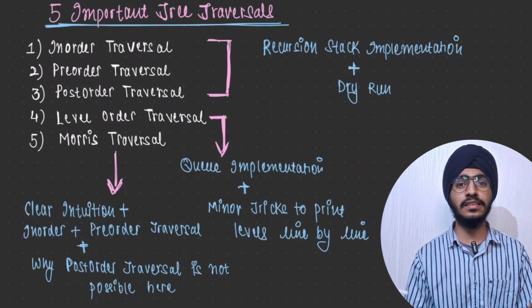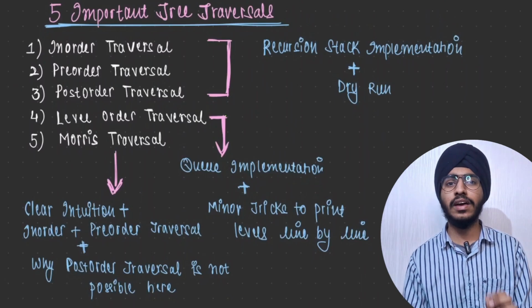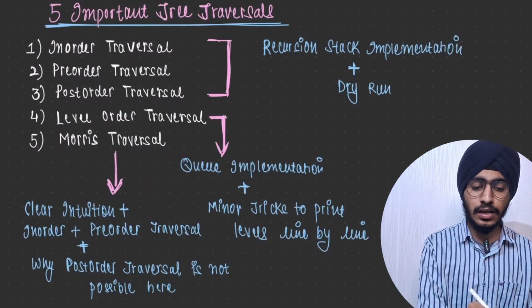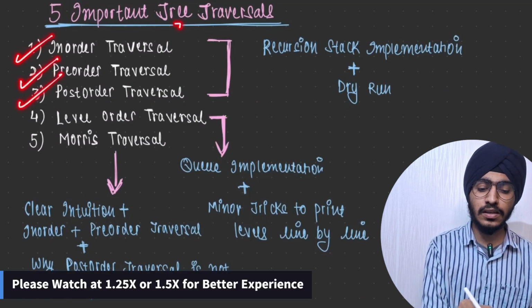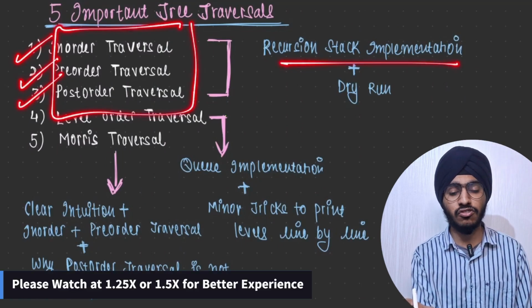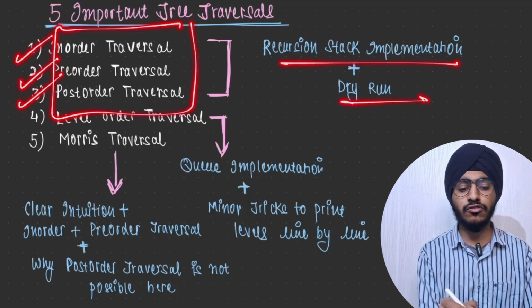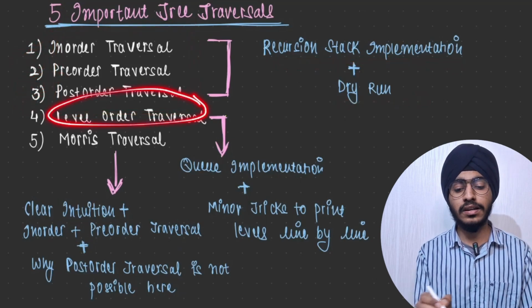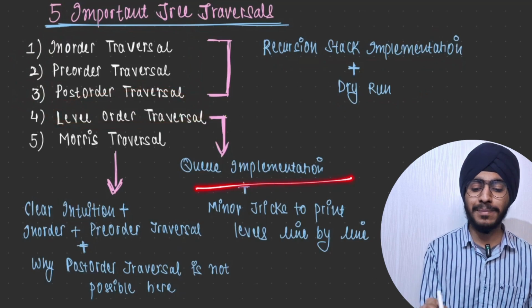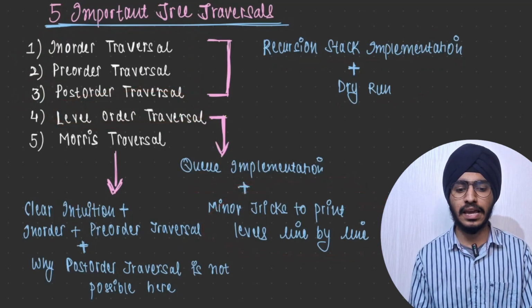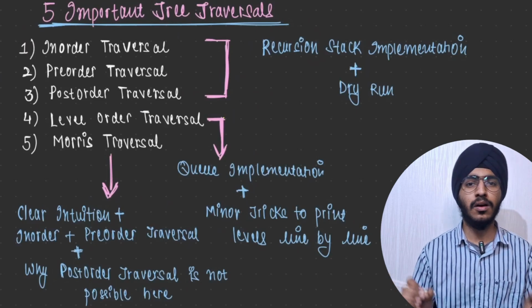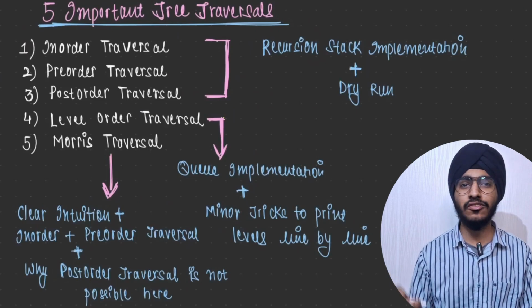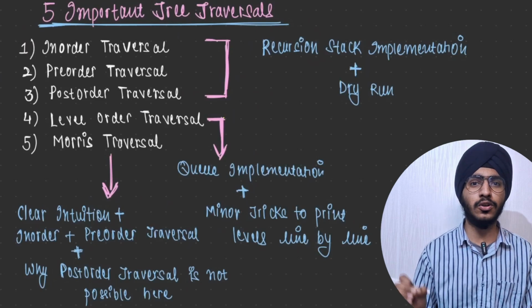In this video we are going to cover 5 essential tree traversals: InOrder Traversal, PreOrder Traversal, PostOrder Traversal. For these 3 we will discuss the recursion stack implementation and dry run. Then we will jump to the level order traversal. We will discuss its queue implementation and minor tricks to print the levels line by line. And at the last, I will cover one of the most doubted ones, Morris Traversal, that at the initial stage I also found difficult to understand.